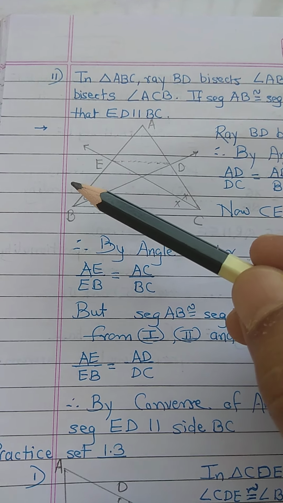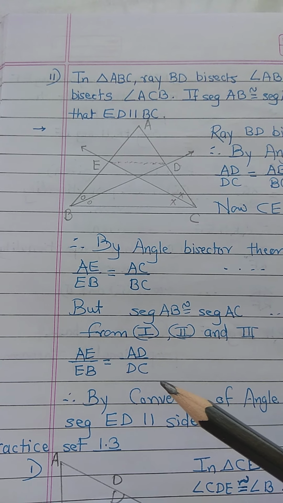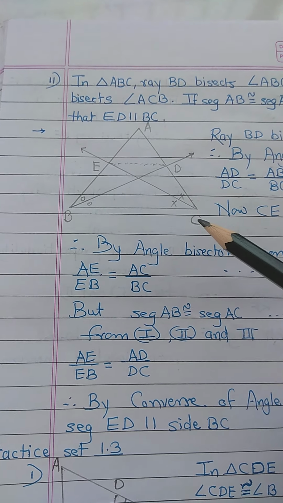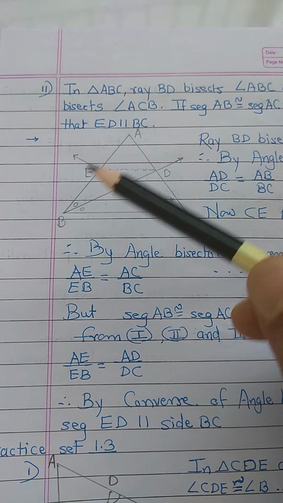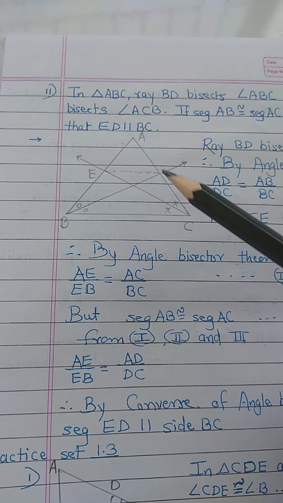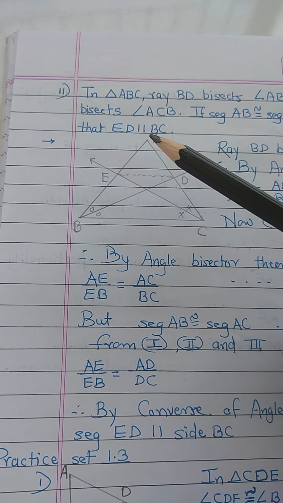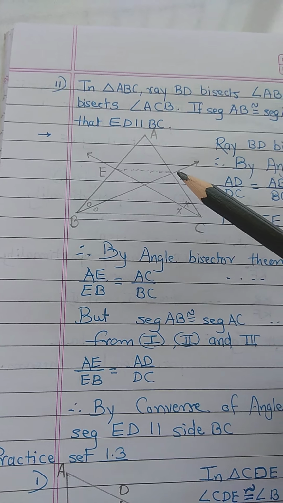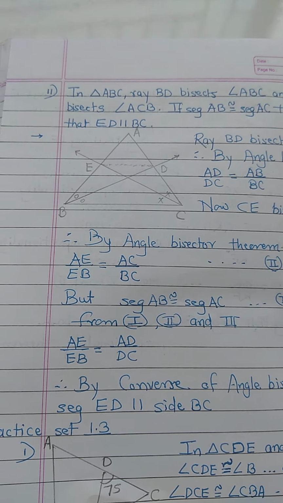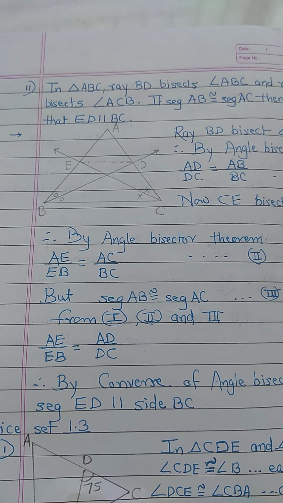But AE upon EB is equal to AC upon CB by the angle bisector theorem, and AD upon DC is equal to AB upon BC. As AB and AC are equal, the ratio AB upon BC and the ratio AC upon BC are equal. Therefore AE upon EB is equal to AD upon DC, and hence we can prove that ED is parallel to BC.